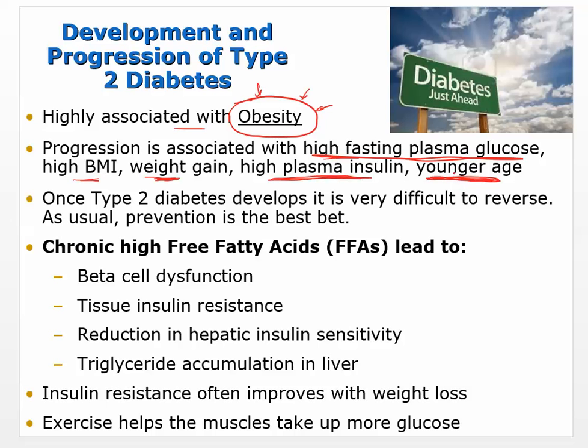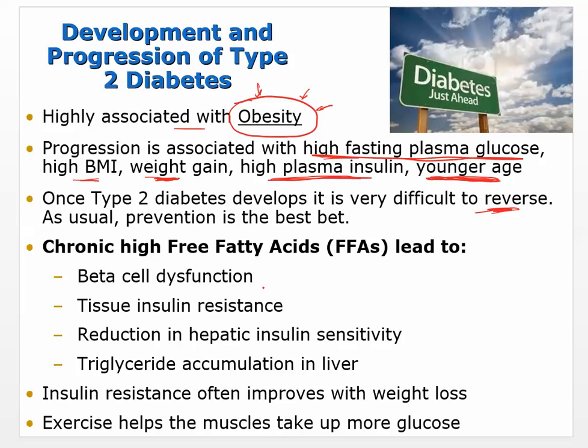So because something has triggered this type 2 diabetes, if you don't get a handle on it very, very quickly, that same something that caused it to happen at a younger age is going to cause it to progress more quickly. Like I said, once type 2 diabetes develops, it's very difficult to reverse. And as usual, prevention is the best bet.